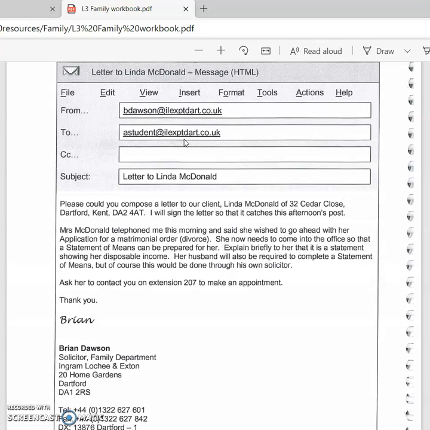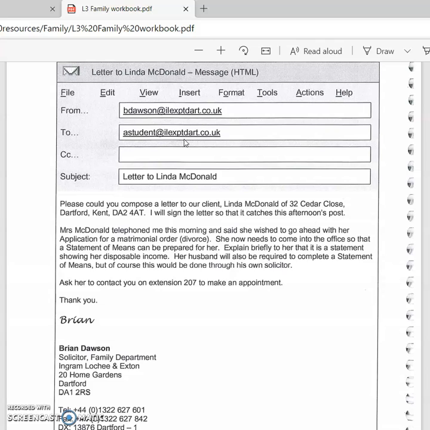Okay. Now this is what he wants you to tell her. So all you're doing is changing it to her point of view. So if you just read that for a sec, Mrs. McDonald telephoned this morning and said she wished to go ahead with her application of a matrimonial order. So I would start off by saying, thank you for your telephone call where you expressed your wish to go ahead with the divorce. Full stop. You now need to come in so that a statement of means can be prepared for you. Do you see what I mean? You're just kind of changing the words around a little bit. So I want you to finish that off, yeah?